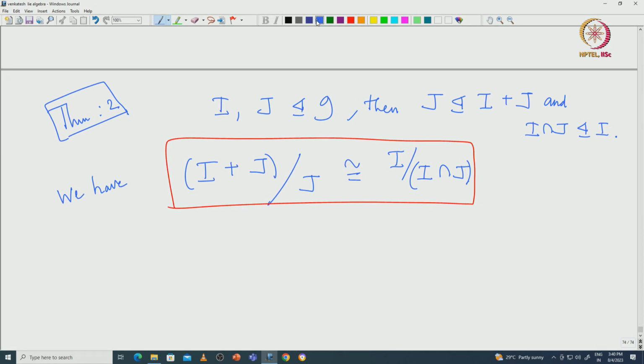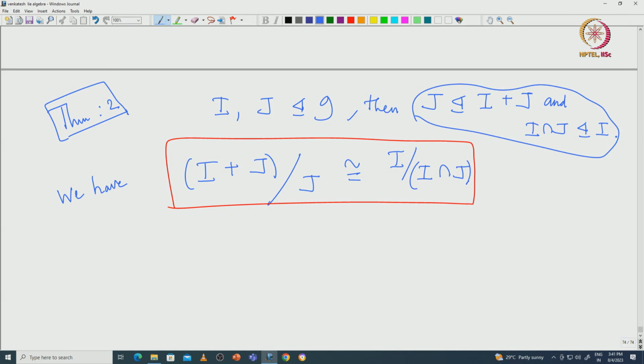It is not hard to prove that J is an ideal inside I plus J. I just leave it to you to check, because J is already an ideal in g, so it must be an ideal in I plus J. That is obvious, and similarly I intersection J will be an ideal in I. Both are easy to verify, so I will leave this part to you. Now I will check only that I plus J modulo J is isomorphic to I modulo I intersection J.